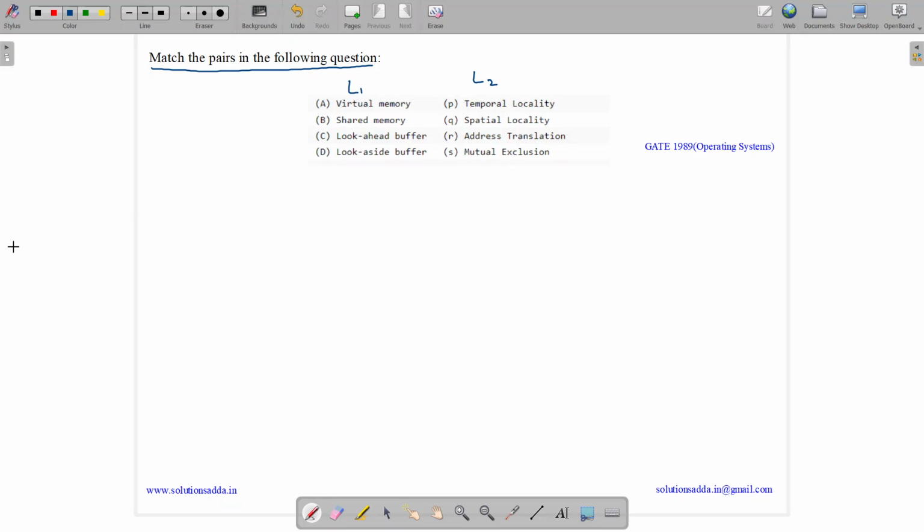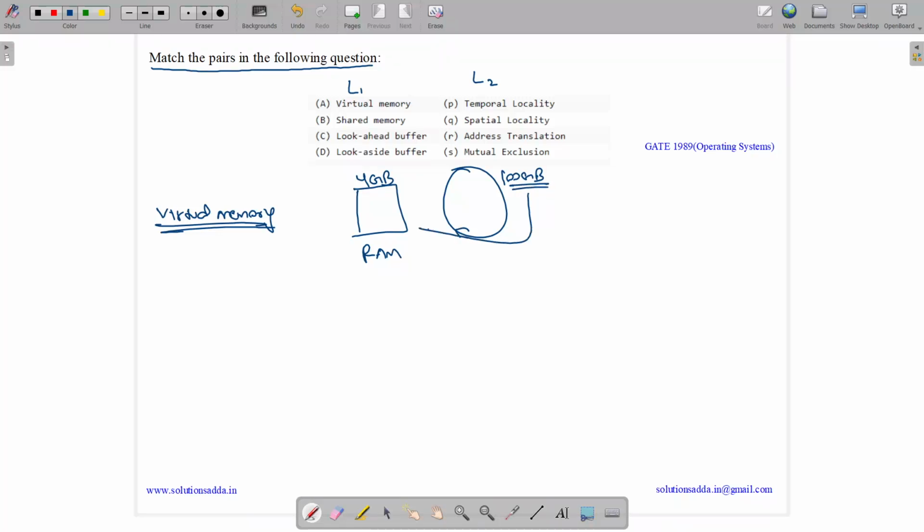So let us map one by one. Virtual memory. What is virtual memory? Virtual memory is basically a logical concept. It says that virtual memory allows processes larger than physical memory. So we have physical memory, RAM. Let us suppose we have 4 GB RAM. But nowadays we even have games of hundreds of GBs. So does it mean that we can't run these games on our system? No, it doesn't mean that. Does it mean we need 100 GB of RAM? No, it is not like that.